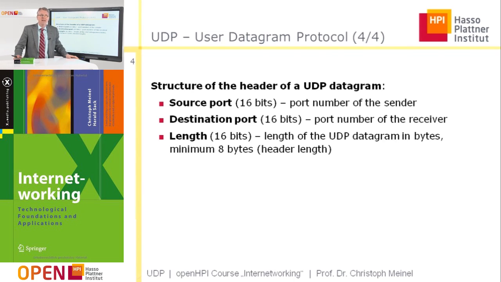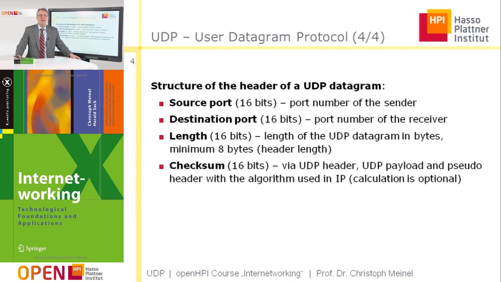The length field is a 16-bit field. It describes the length of the UDP data in bytes. The minimum here is 8 bytes, and this is exactly the length of the header. And then the last field is the checksum, 16 bits long again, and here the UDP header, the UDP payload, and, same as with TCP, a pseudo header with the algorithm used in IP, is used to compute the checksum.